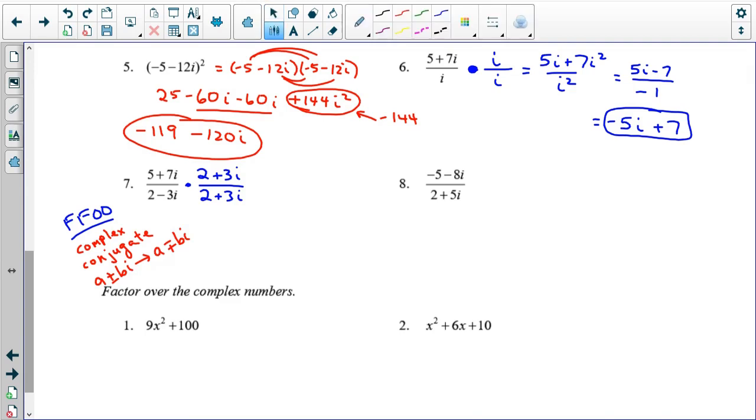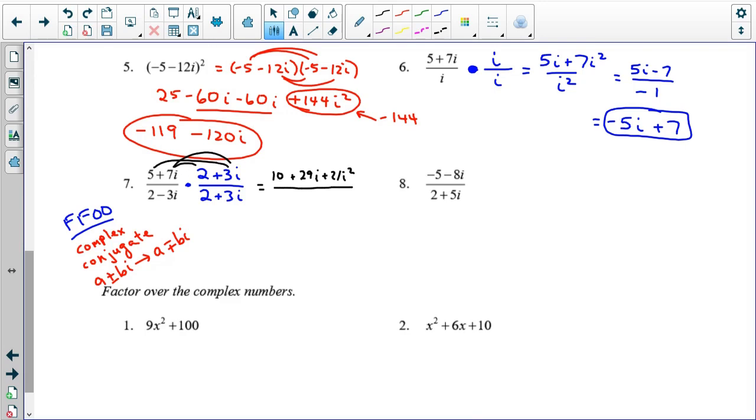And now I distribute both the numerator and denominator. So the numerator becomes 10 plus 15i plus 14i. So that's plus 29i. And then the backside is plus 21i squared.